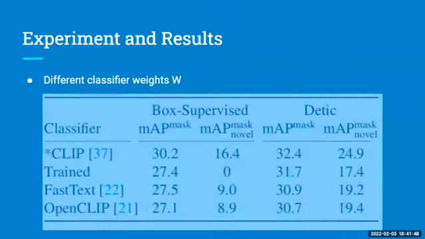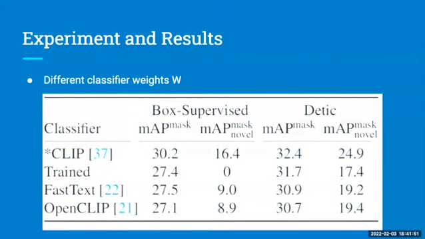And finally, the team wanted to make sure that Detic performs well regardless of the classifier that was used. So they use different classifier weights for W. Their main open vocabulary experiments use a classifier called CLIP, which I mentioned before, but they also wanted to make sure it worked well regardless of the classifier. So they tried it with three other classifiers as well. And as you can see, it still outperforms the box-level baseline scores by quite a bit.